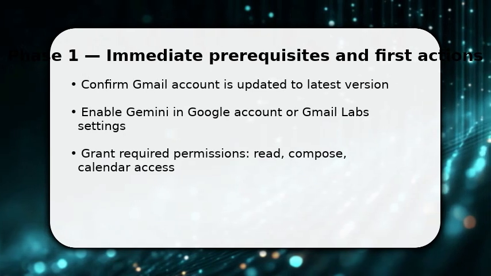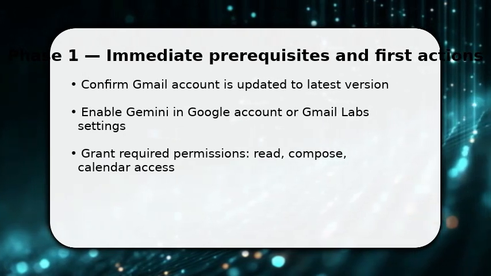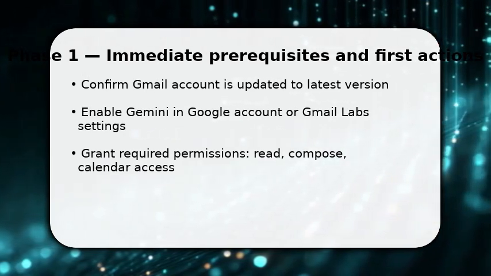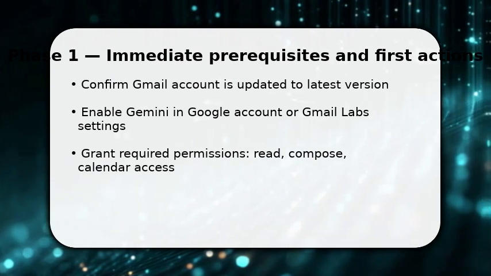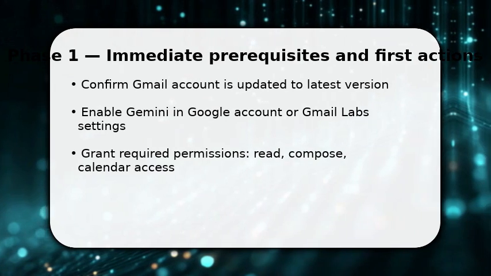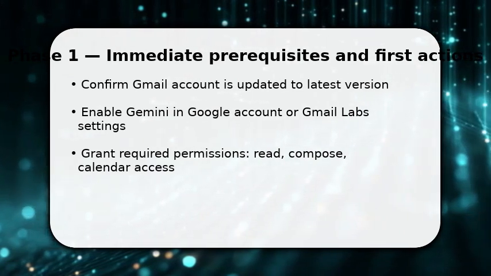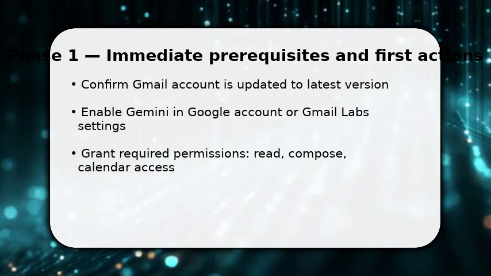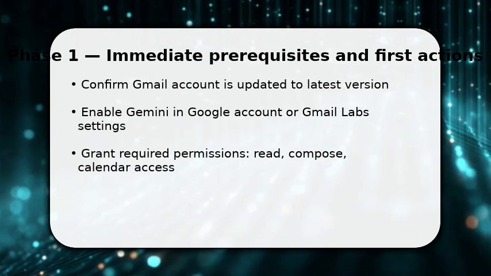Enjoy the video. You start by preparing Gmail. Make sure your account is updated and enable Gemini in Google settings so features appear. Once done, grant permissions for reading messages, composing drafts, and accessing calendar entries. These let Gemini suggest replies and schedule emails.